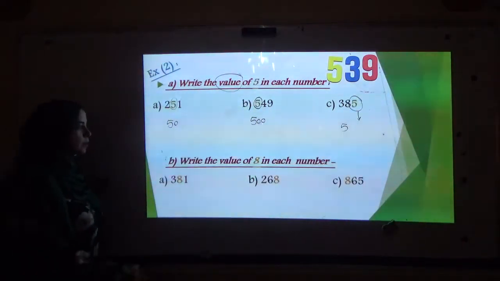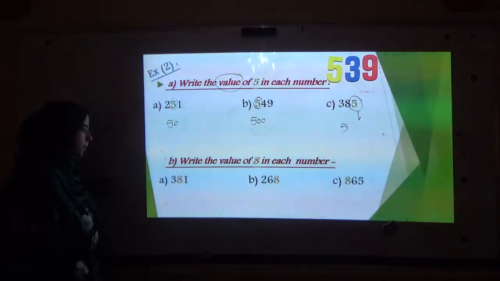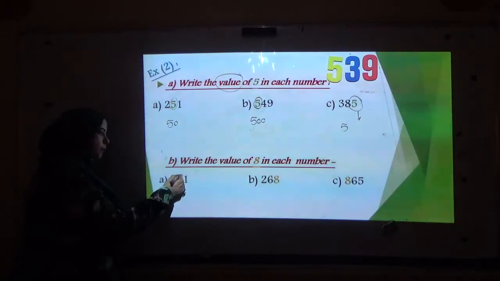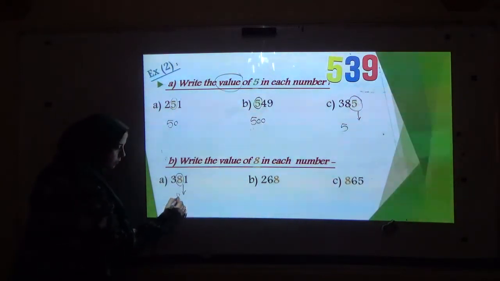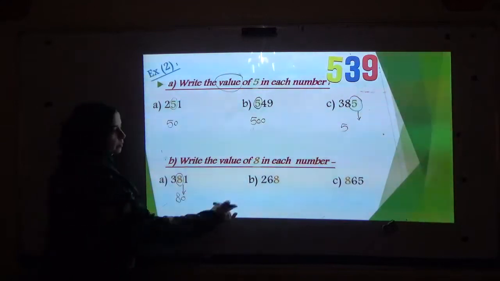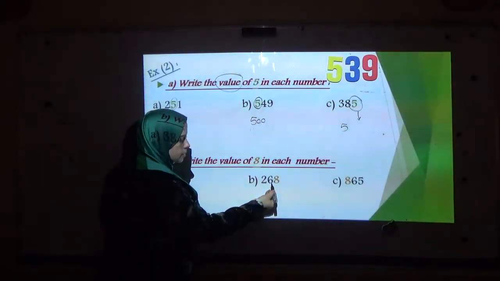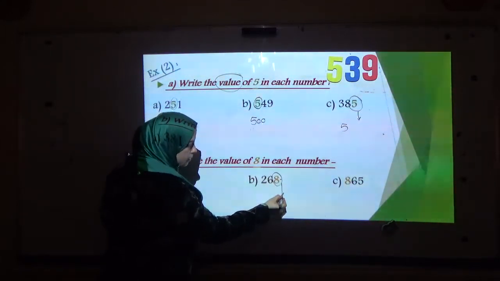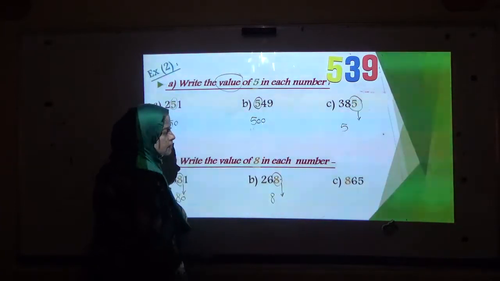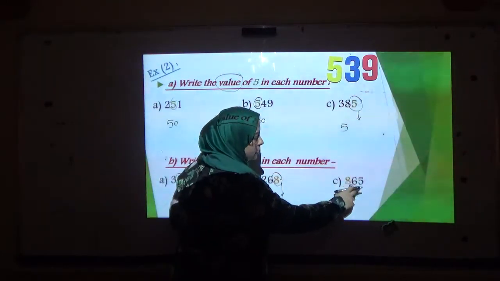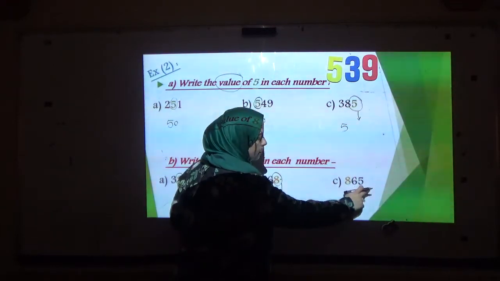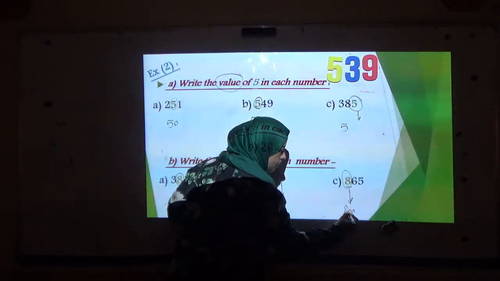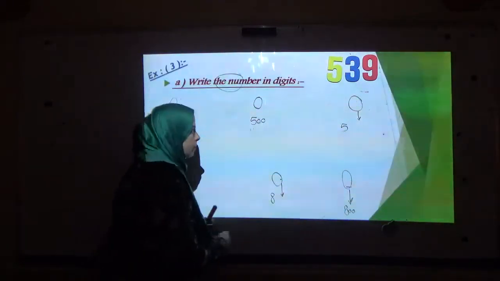Letter B. Write the value of 8 in each number. 381. The value of number 8 is 80, because it's tens. 268. The value of 8 is only 8. 865. The value of 8 is 800 in digits. Next.